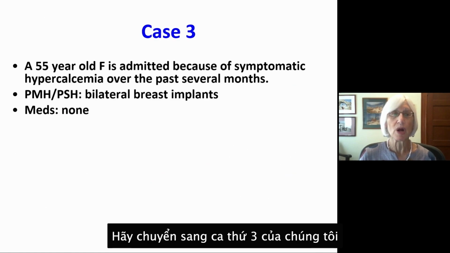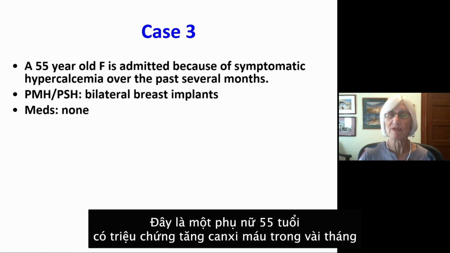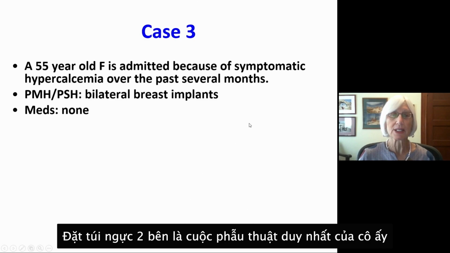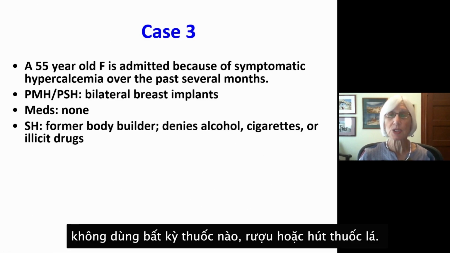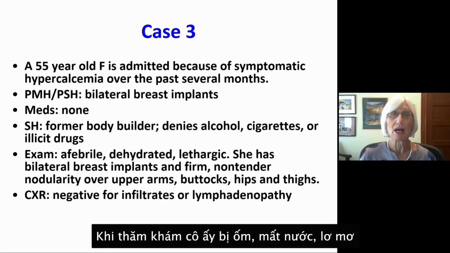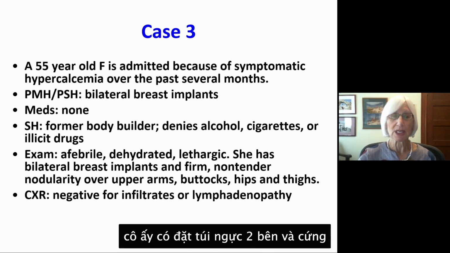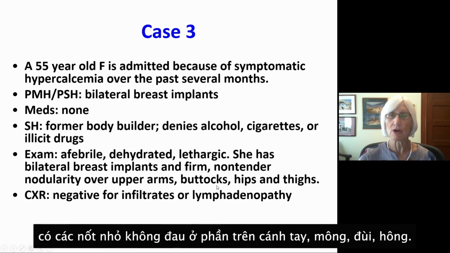Let's move on to our third case. This is a 55-year-old woman with symptomatic hypercalcemia over several months. Bilateral breast implants was her only surgery. She's a former bodybuilder, doesn't do any drugs, alcohol, or cigarettes. On exam, she is sick, she's dehydrated, lethargic. She does have bilateral breast implants and firm non-tender nodularity over her upper arms, buttocks, hips, and thighs.